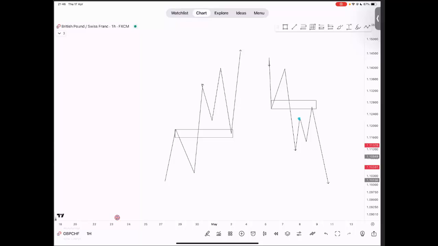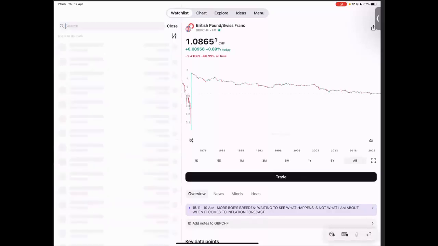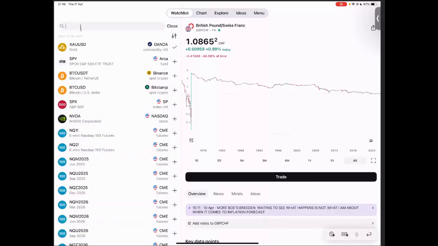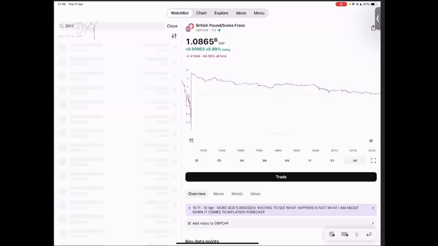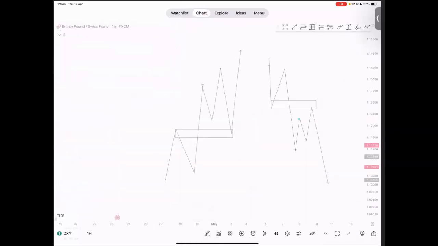All right. And then the next thing that someone talked about was correlation. Now correlation is usually done in relation to dollar index, which is the DXY. All right, this is dollar index DXY. Now correlation is usually done in relation to the DXY, which is the dollar index.